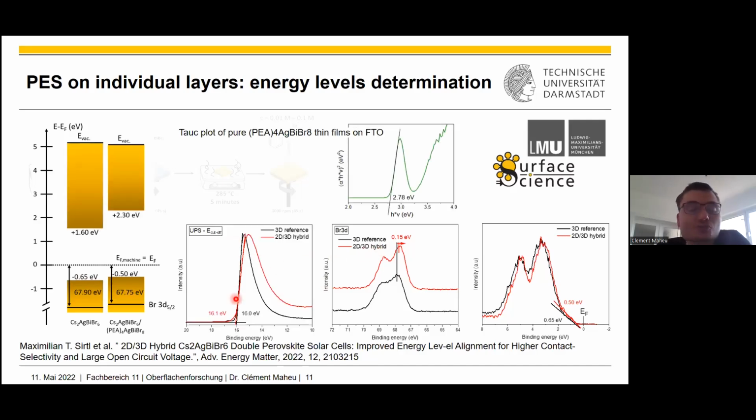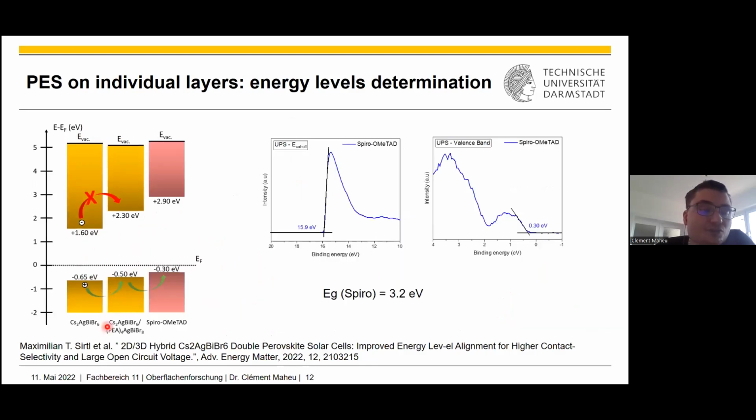Then you can, of course, also with XPS or UPS, measure the cutoff, which is basically the last electrons that you can measure. And this leads you to the work function. So you can then position your vacuum level, and you can, of course, combine photoelectron spectroscopy with UV-vis absorption spectroscopy to get the band gap of your material, and you are then able to draw this band diagram. And you can do it for the perovskite absorber, but you can also do it for the whole extraction layer. And here you see I was able to put the valence band and the conduction band of the spiro-MeOTAD.